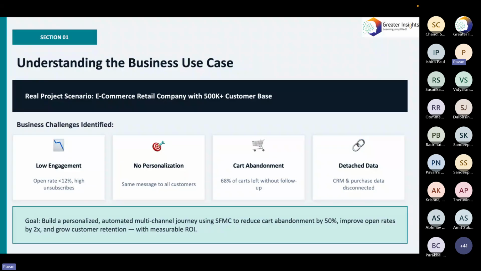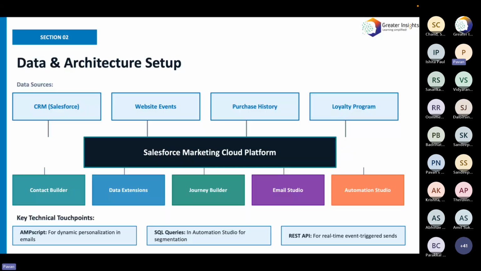Now, moving along, data and architecture setup. I cannot emphasize enough the word data. Data has been around with us for as long as we can think of, right? So before you build your first email to send out, or your first journey, or in fact, even before you start working on Marketing Cloud, you want to understand your data.